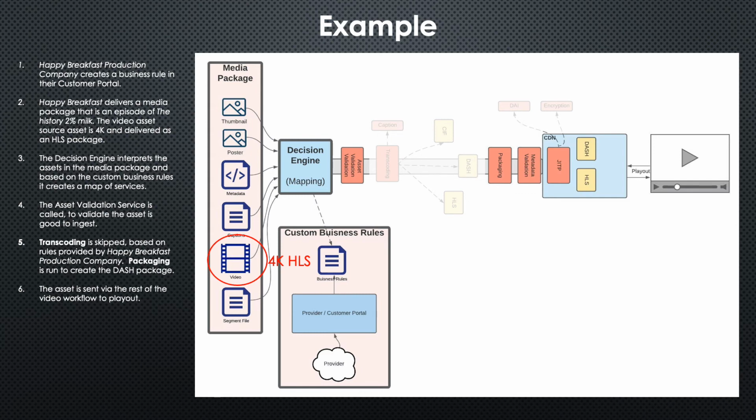So the workflow would then continue. We may do some metadata validation or video validation. There may be a JITP. At this point, the JITP may do encryption or DAI, or maybe this JITP will actually make the DASH at playout. But in any case, we'll be on a CDN, we'll have a DASH and HLS, and we'll play it out to the player.